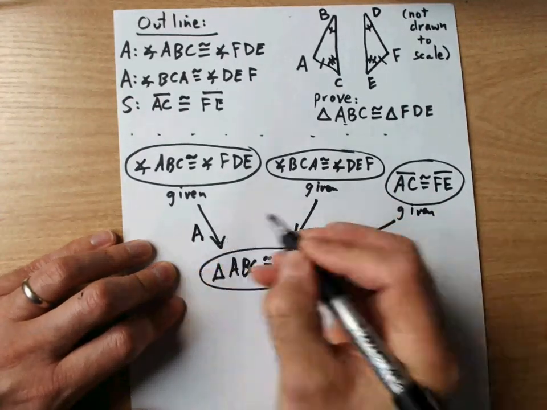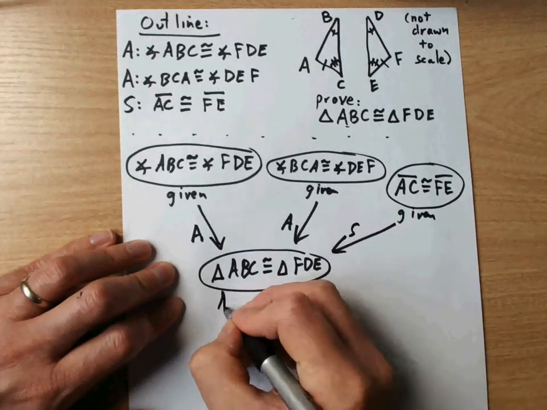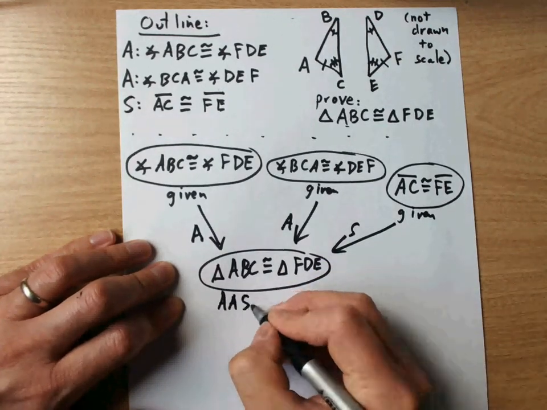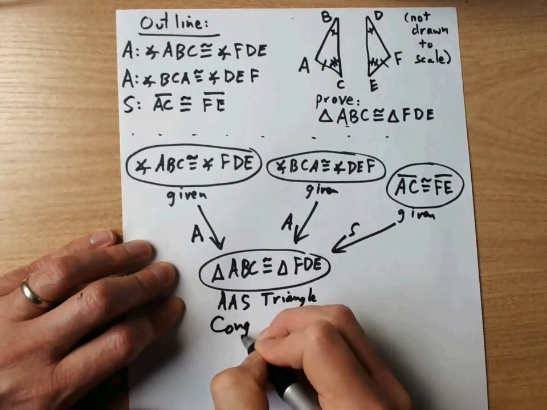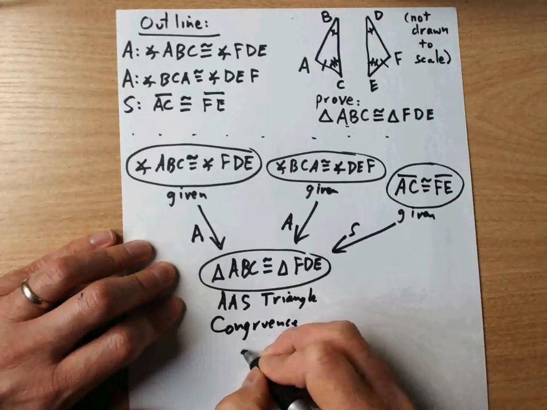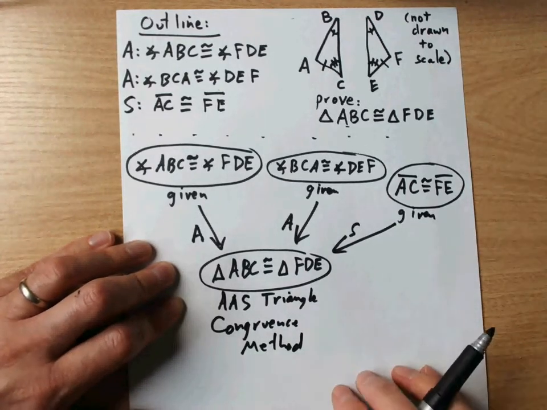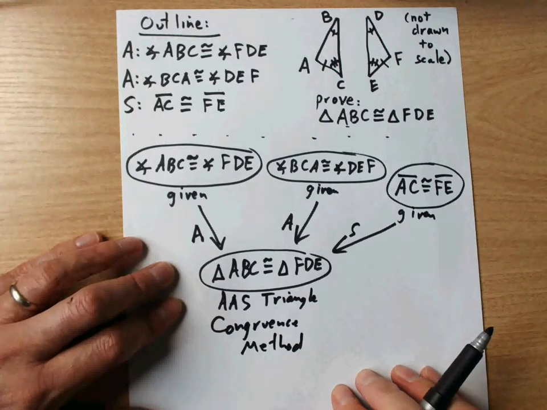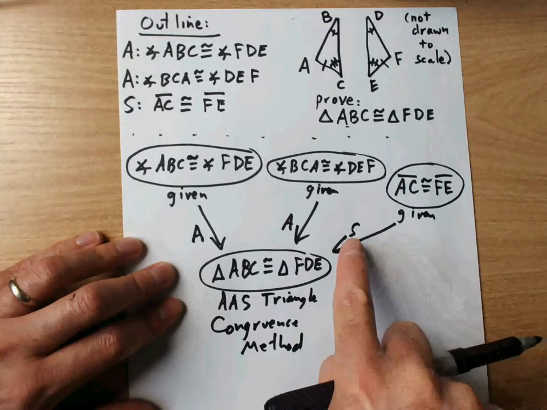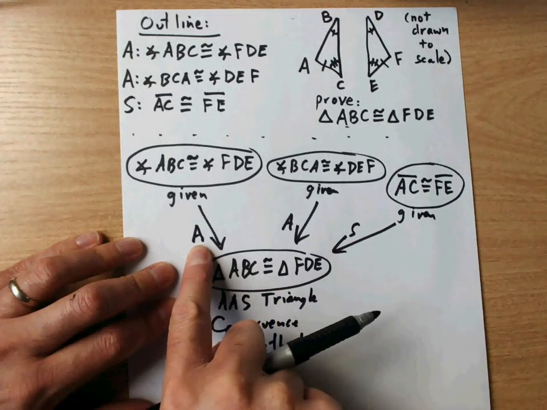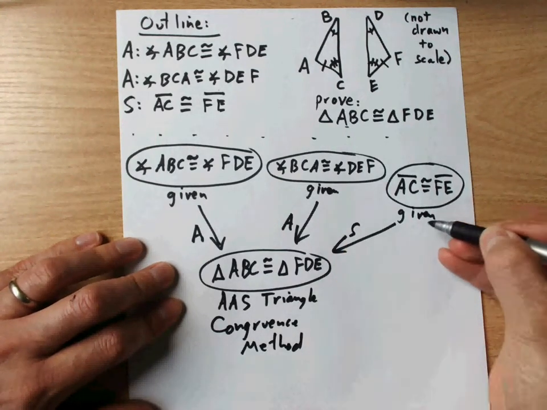Because I have my angle, and I have my side. The reason is AAS, triangle congruence method. Okay? So that's the super basic outline of triangle congruence flowchart proof. Now, getting to a specific angle is congruent with another specific angle, or a specific side is congruent with another specific side, may take some steps.